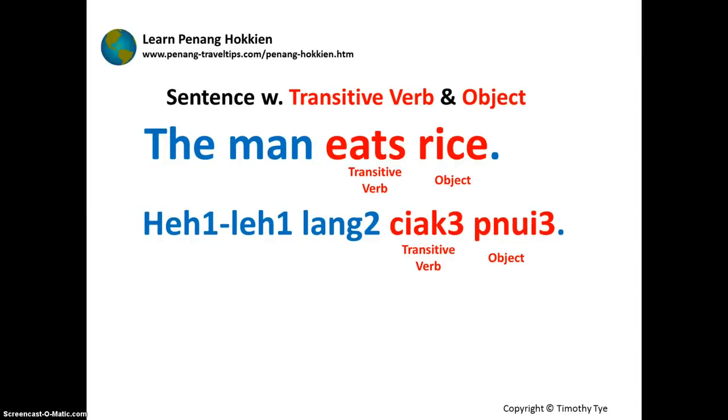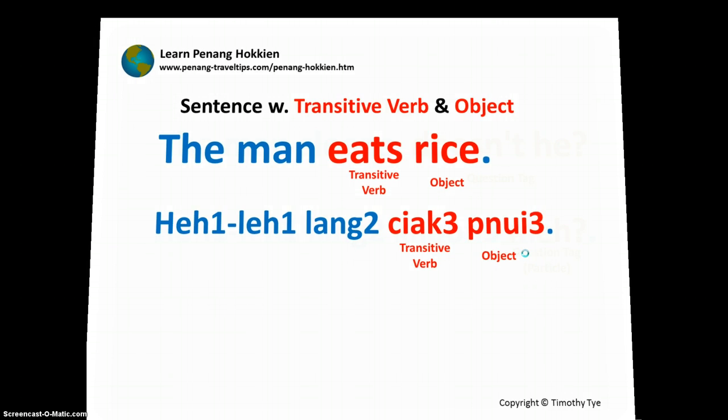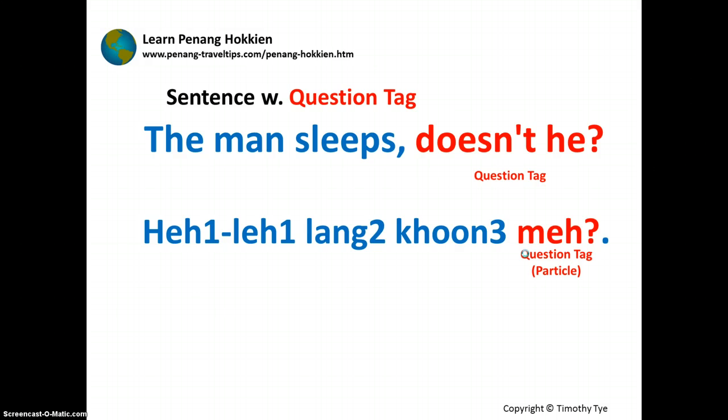A sentence with transitive verb and object. The man eats rice. Hele lang jia pui. Also here, the structure is the same with a transitive verb followed by an object, a transitive verb jia and the object pui. Let's add a question tag to our sentence. The man sleeps, doesn't he? In Penang Hokkien, hele lang kun me. The question tag in Penang Hokkien is a particle. It replaces doesn't he.